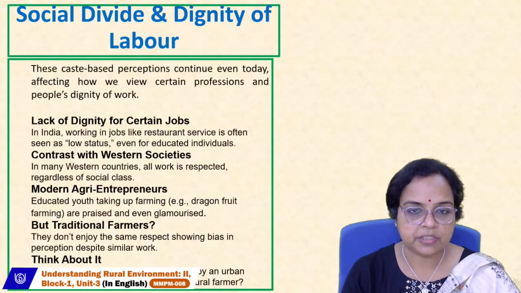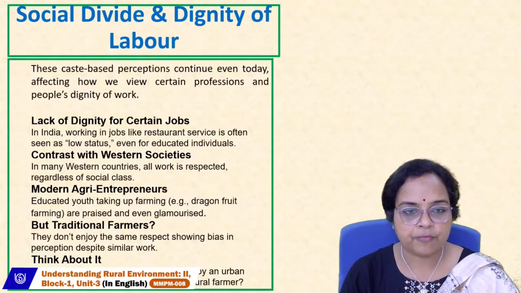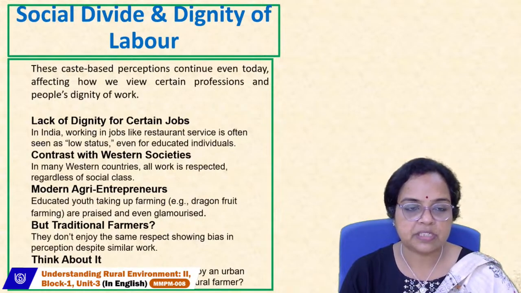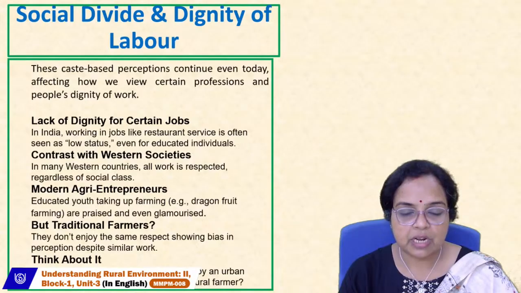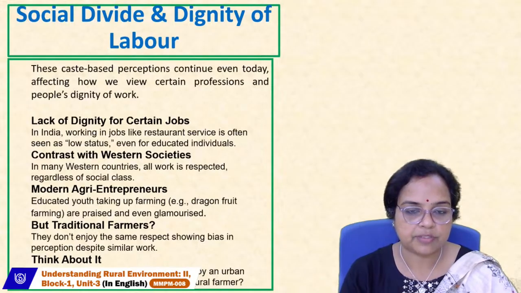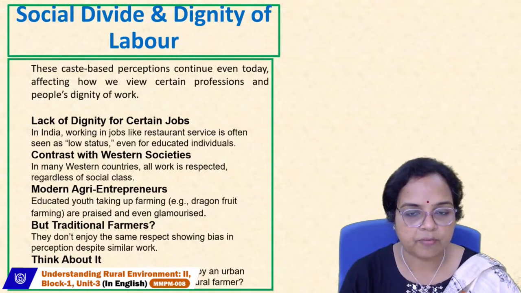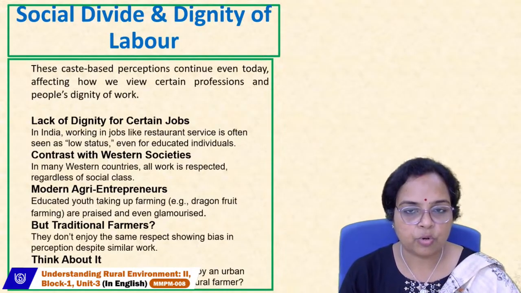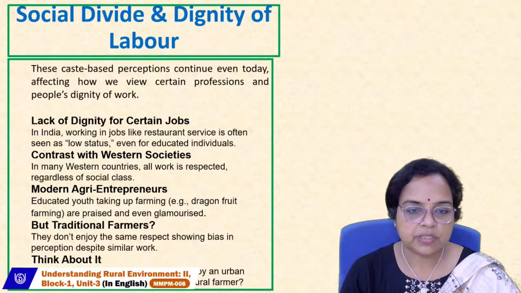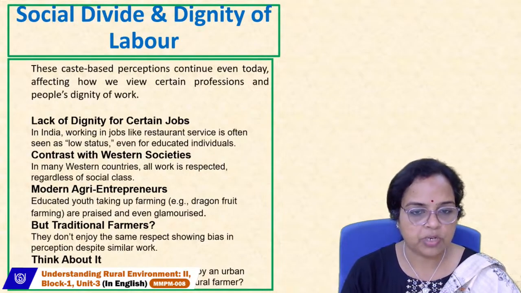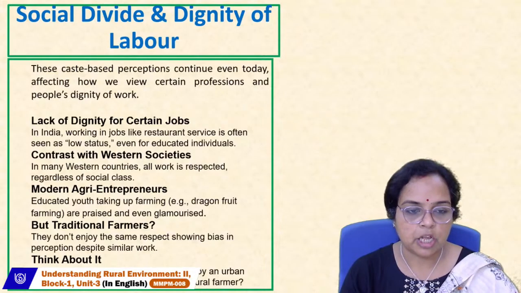This caste-based perception continues even today, affecting how we view certain professions and people's dignity of work. Due to this caste system, there is a lack of dignity for certain jobs. In India, working in jobs like restaurant services is often seen as low status service, even for educated individuals. But if you go out from India to foreign lands, there is no thinking or perception like this. Contrast with Western society, where every job is equally respected regardless of social class.